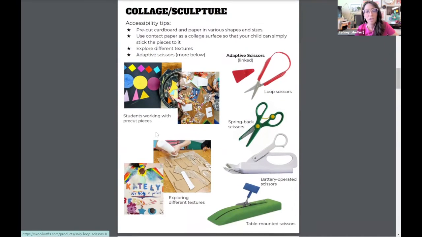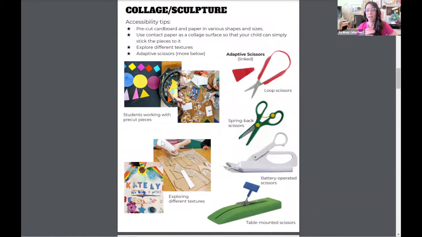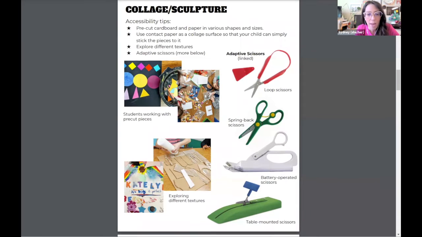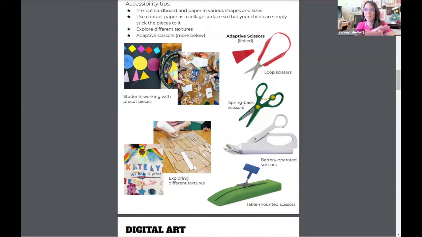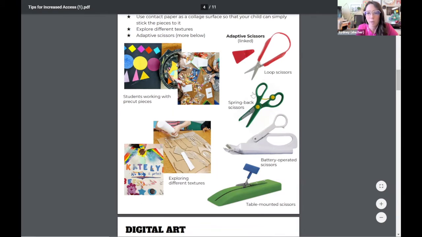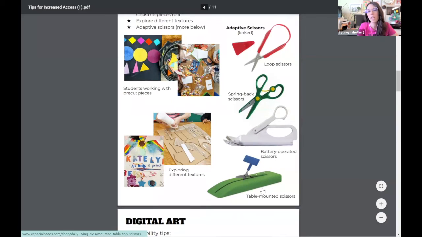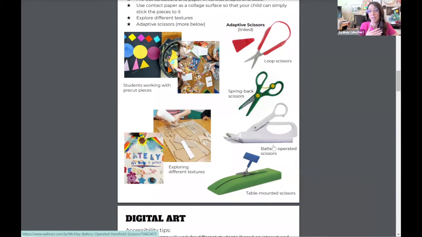At the Collage Center, it can be really cool to have pre-cut stuff, and this works for your 4-year-old students who aren't using scissors yet, or students for whom it's more important to make aesthetic choices, composition choices and color choices rather than taking 10 minutes to cut out a circle. Having pre-cut shapes available and stuff with different textures can be really fun too, because then it might be more stimulating and fun to create. I also have linked a bunch of different adaptive scissors here. You can experiment with different scissors with different students.